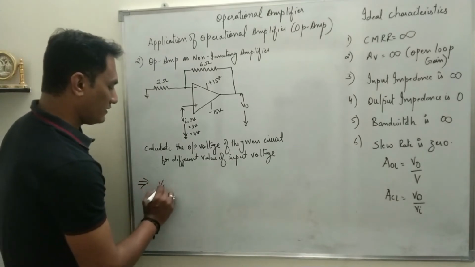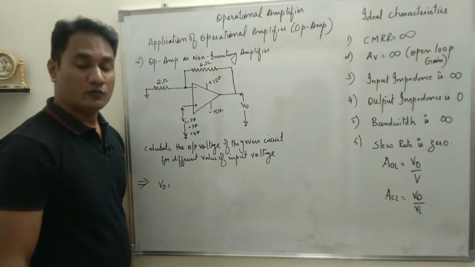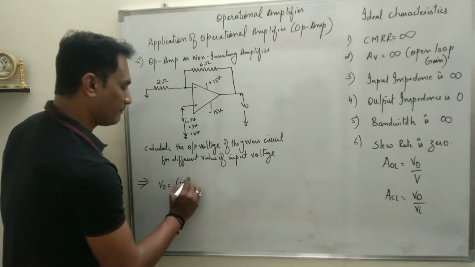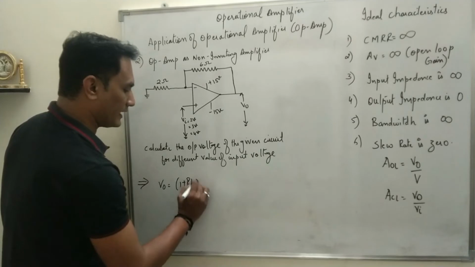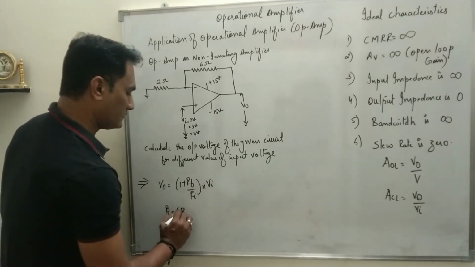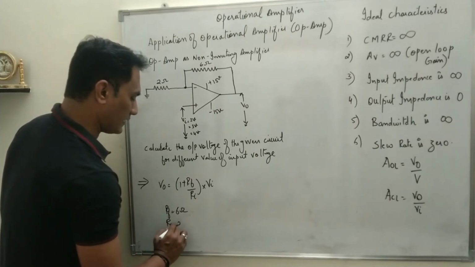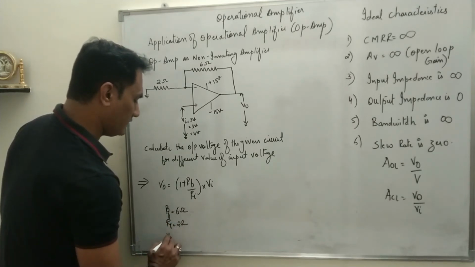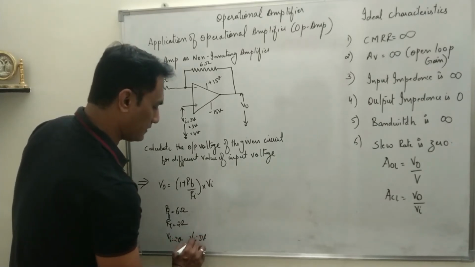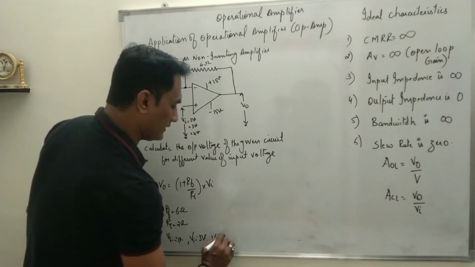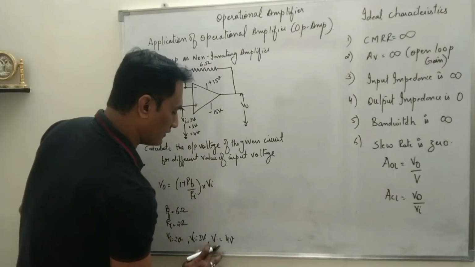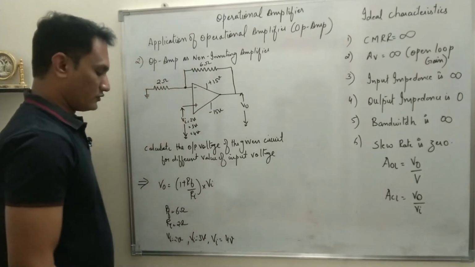So what is the formula? In the previous section we derived the output voltage equation for the op-amp as a non-inverting amplifier, which is (1 plus RF upon RI) into VI. RF is 6 ohms, RI is 2 ohms, and VI is 2 volt, 3 volt, and 4 volt.